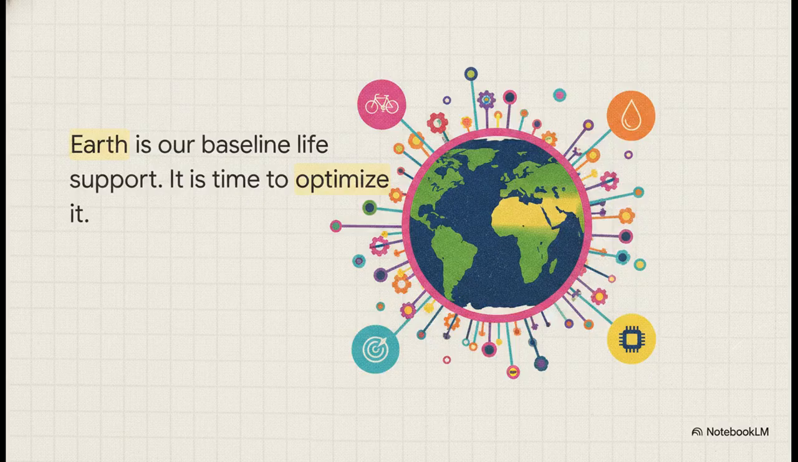Which really brings us to the core ethos of this entire framework. Small habits, big impact. Massive planetary survival just doesn't happen with one single magic bullet solution. It relies entirely on micro-level, daily optimization. Like we said, Earth is our baseline life support, and optimizing it for the future happens one transport log, one fluid reclamation, and one hardware duty cycle at a time.